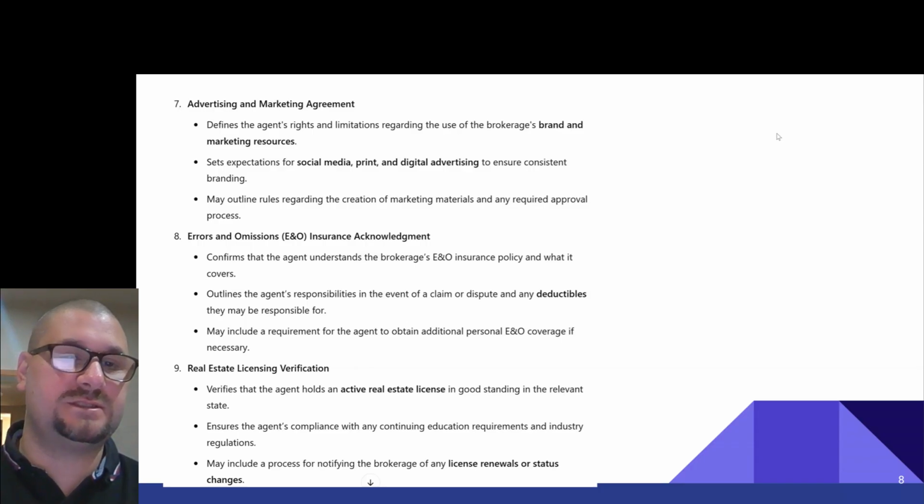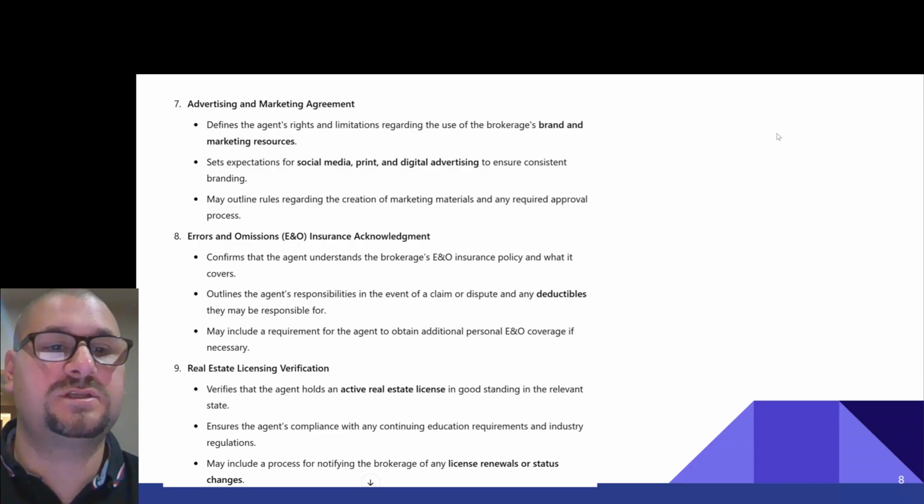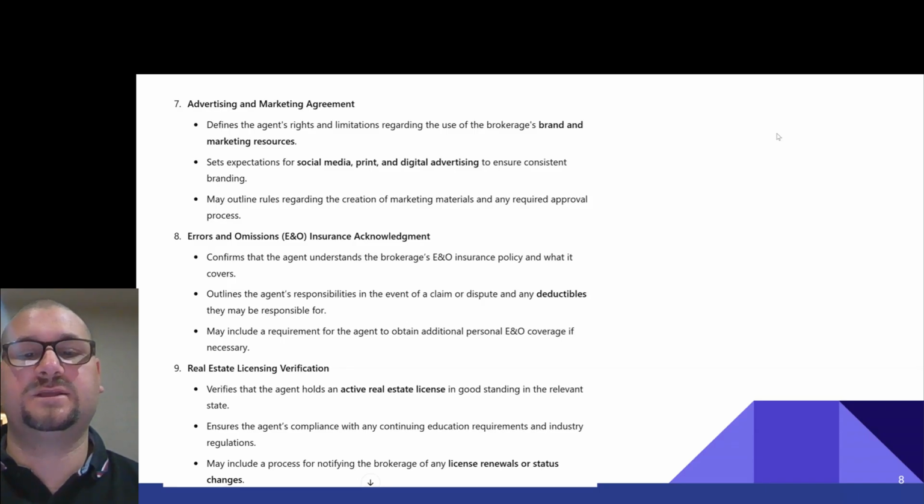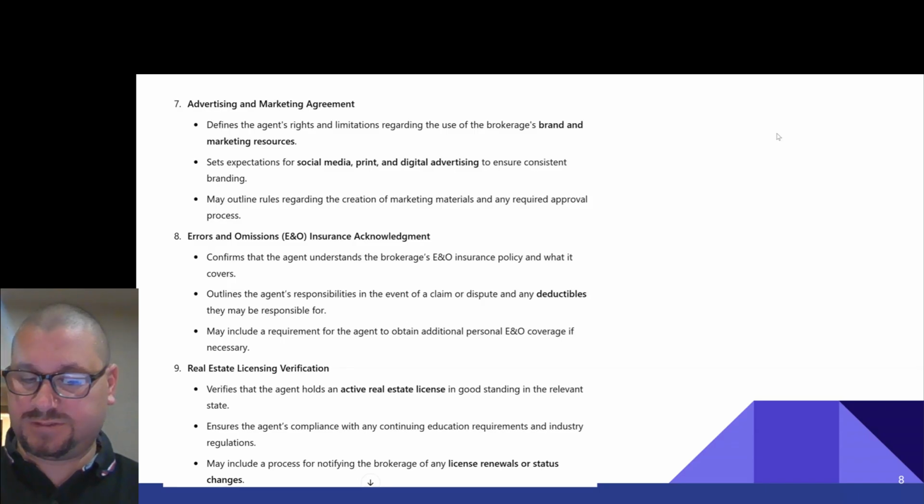Real estate licensing and verification. It's going to verify that the agent holds an active real estate license in good standing in the relevant state. It ensures the agent's compliance with any continuing education requirements and industry regulations. It may include a process for notifying the brokerage of any license renewal or status changes.